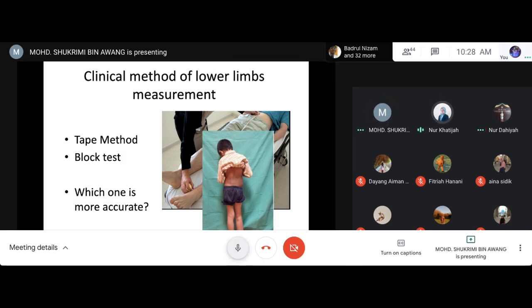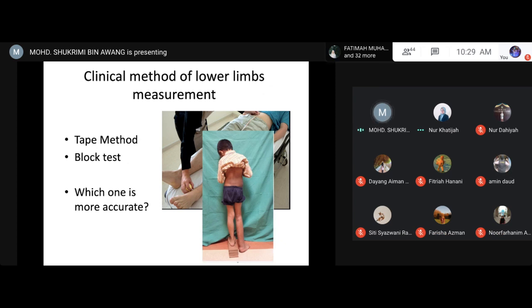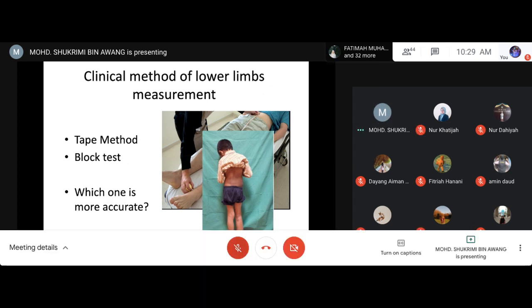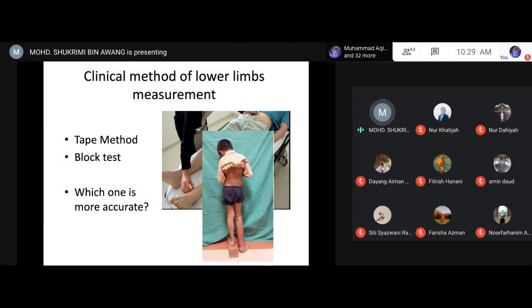Block test. Block is functional. Okay, why is block functional? Because some discrepancy in terms of the length measured with the tape might not really affect the patient's clinical status, whereas the block truly measures how the patient will walk and stand. Okay, so we leave it first. Later on, we will see. Okay, and then tell us again.